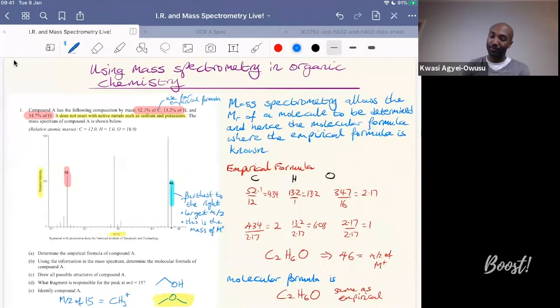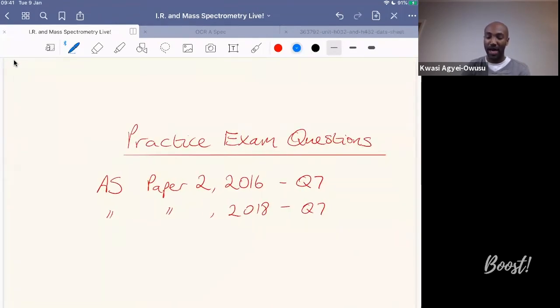I have picked out a couple of questions from AS paper 2s in 2016 and 2018. We should have time to tackle one of these. They're quite similar questions, so I will do the first one from the 2016 paper, and then hopefully you can go away and tackle question 7 of the 2018 AS paper 2. At this point, I will very quickly check in on our Zoom group chat, and there aren't any questions, so we will carry straight on to the practice exam question.